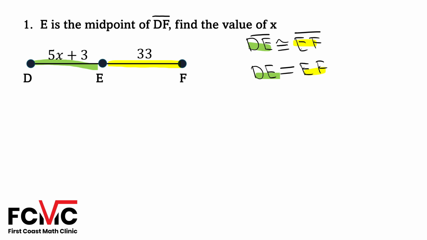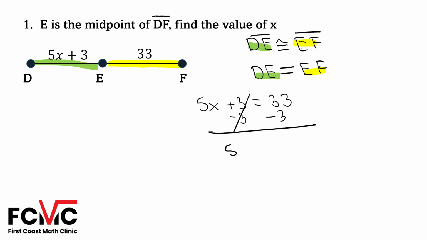So we can substitute in the expression for DE and EF. So we can set up 5x plus 3 is equal to 33 to solve for x. So let's subtract 3. We're going to get 5x equals 30. Divide by 5. We'll get x equals 6. So now that we know x is 6, let's solve for each segment length. So let's solve for DE.